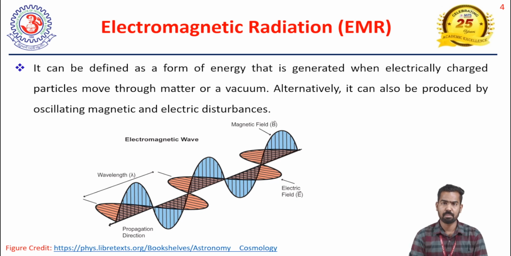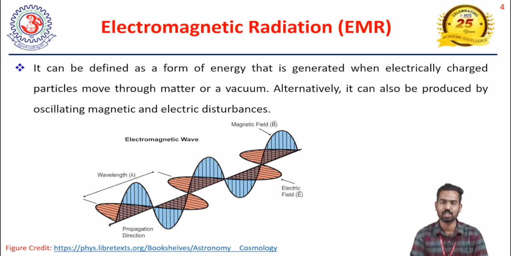Then coming to the second term, that is electromagnetic radiation, EMR. What do you mean by EMR? This is very important to understand. Electromagnetic radiation means it has both magnetic and electric fields, and the directions of propagation are all perpendicular to each other. That you can easily understand.